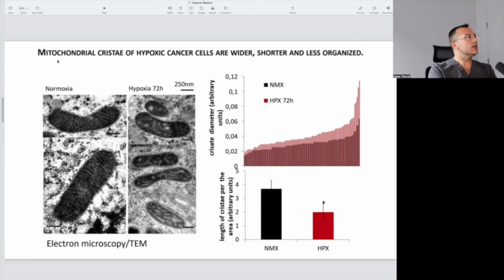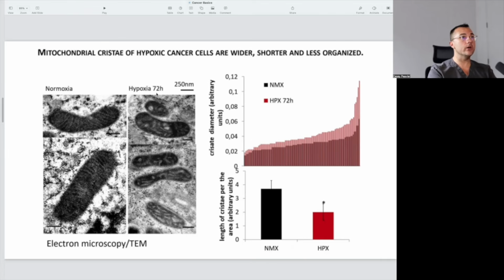Next graphic. Mitochondrial cristae of hypoxic cancer cells are wider, shorter, and less organized. And here again, you have normal mitochondria. This is a different paper graphic. Normal mitochondria, you can see the cristae are there. And then here is just 72 hours of hypoxia. You see here how the cristae are different shapes. You can see how the mitochondria themselves are different shapes, how they're different sizes, and how the cristae are much more disorganized after just 72 hours of hypoxia.